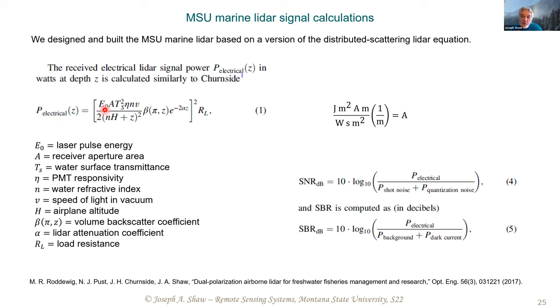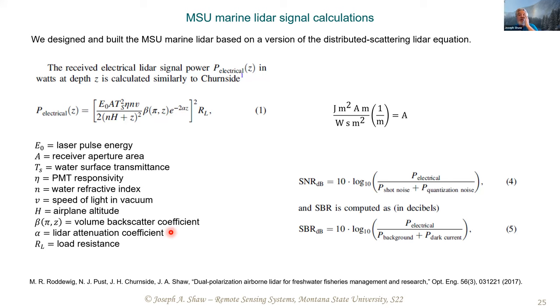This is the laser pulse energy. This is the aperture area. This is the water surface transmittance squared. There's the PMT response, the water refractive index, and the speed of light in the air. And then, of course, here is one of the most important things. This is the volume backscatter coefficient. And then that is attenuated by e to the minus 2 alpha z, where alpha is the attenuation coefficient.